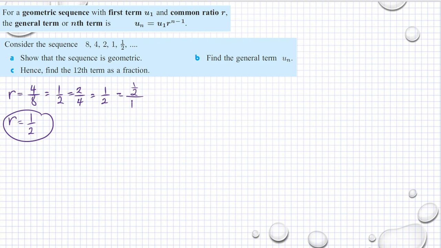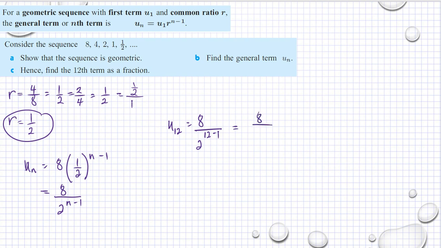Okay, find the general term. We have u sub n is equal to the first term, 8, times 1/2, our r, raised to n minus 1. You can use that as a general term, or if you want, you have 8 divided by 2 raised to n minus 1. That's also alright. Hence, find the 12th term. Then we have u sub 12 is equal to 8 divided by 2 raised to 12 minus 1. Then we have 8 divided by 2 raised to 11.